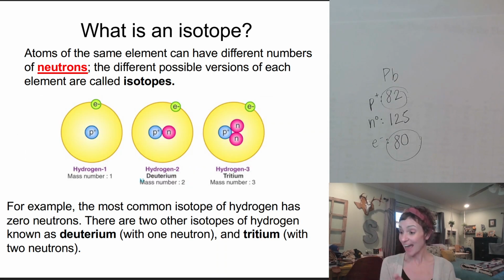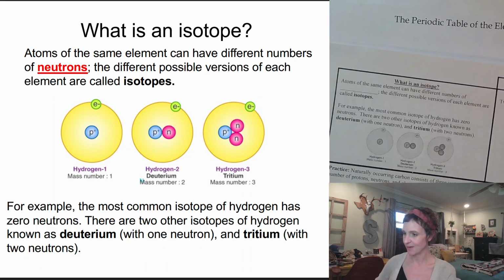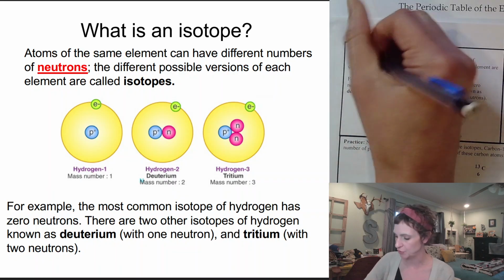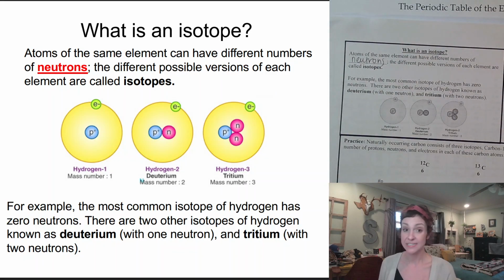Okay, so we're going to talk about isotopes now. So now we're on our notes handout. So isotopes. What is an isotope? Isotope was one of your definitions from your notes lesson last time. But as a review, it says atoms of the same element can have different numbers of neutrons. The different possible versions of each one of those elements are called isotopes.